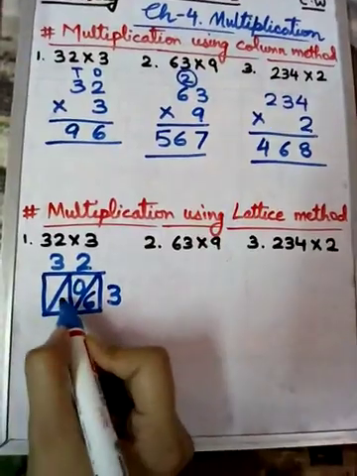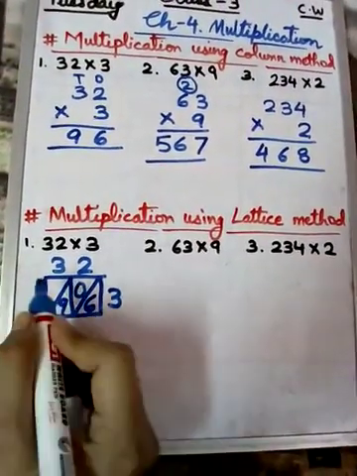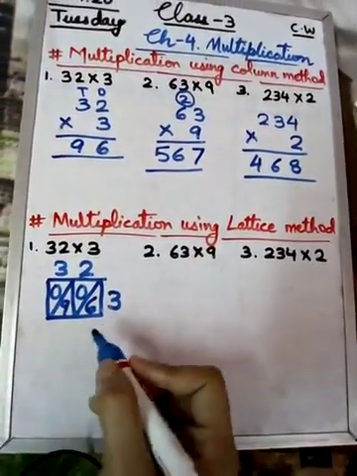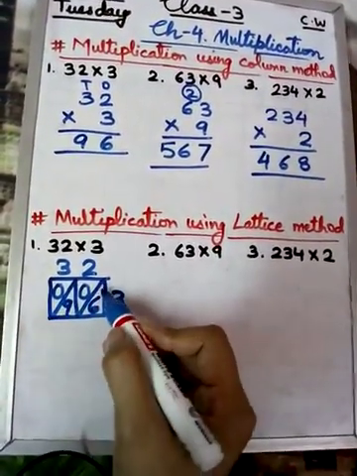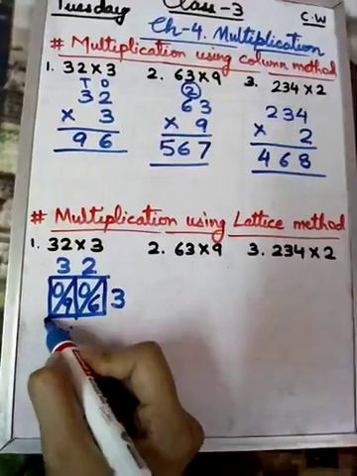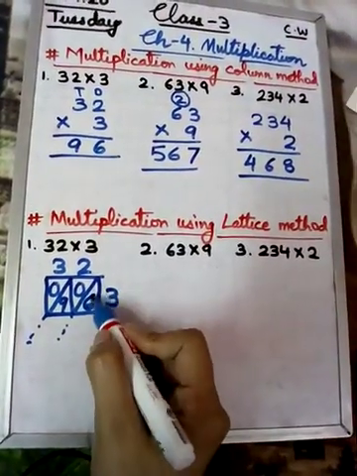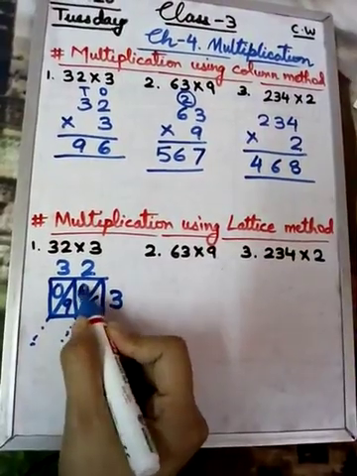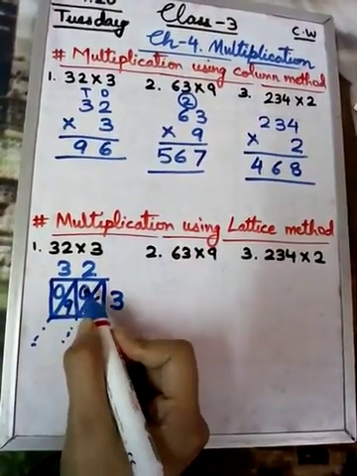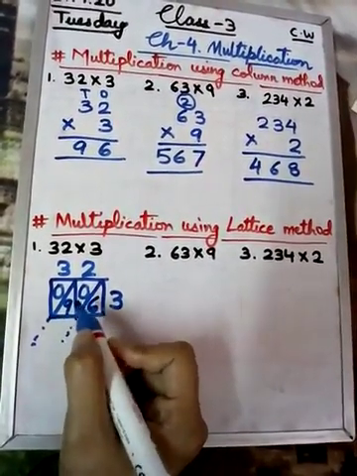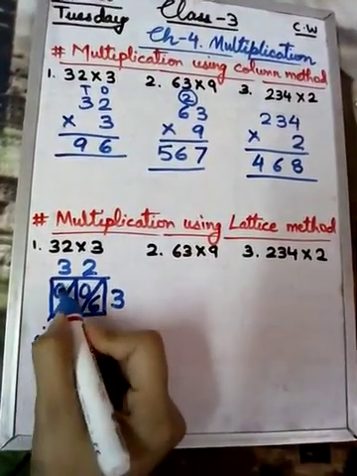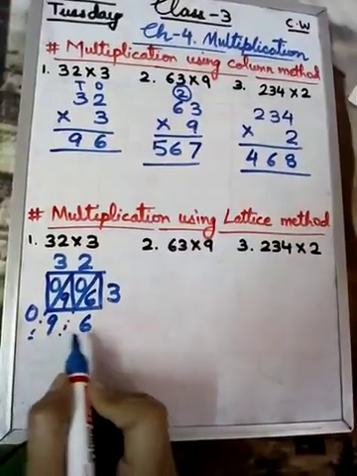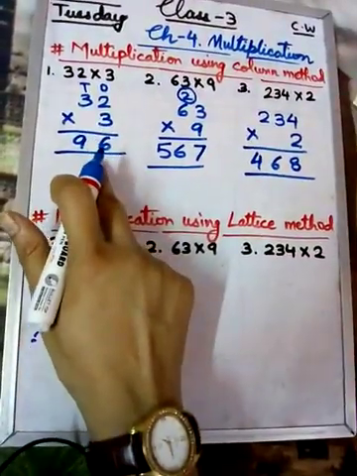3 3s are 9. 9 comes in the ones place. So what will be written here? 0. Clear? Now what will we do? We will look diagonally. What is in this area? Only 6. What is in this area? 0 and 9. Add them. 0 plus 9 is 9. And here 0. So the answer is 096. That means 96. See, it is matching.